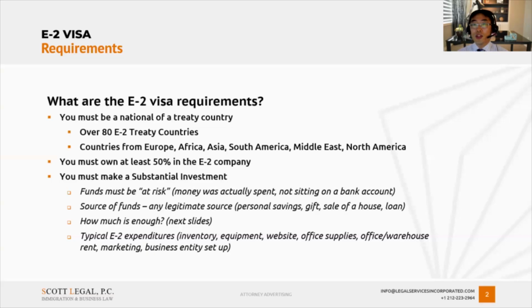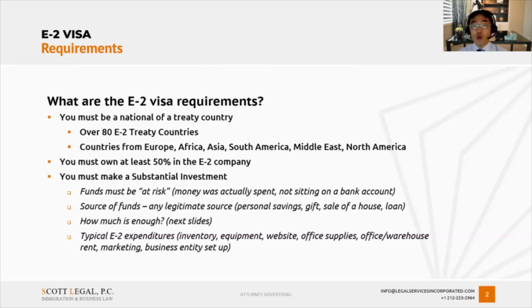So what are the E2 visa requirements? E2 visa is basically based on a treaty agreement between the United States and a foreign country. And currently, the United States has signed agreements with more than 80 countries. The list of E2 countries occasionally changes, not often, like every few years. A few countries would be added or fall off from the list. So you should check the official E2 country list before you actually submit your E2 visa application.